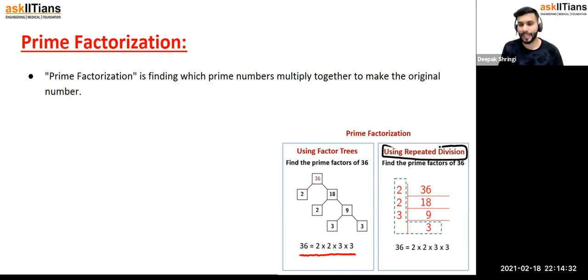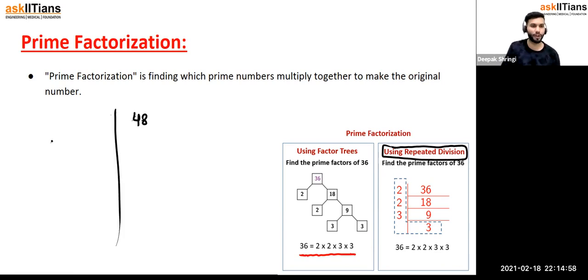So guys, this is the method that we use: the repeated division method. We divide the number by the least prime number by which it is divisible, and then we divide again and again, and at the end we get the prime factorization of the given number. For example, let's say I need to do the prime factorization of 48. First of all, what is the least prime factor of 48? It's 2, right? If I divide 48 by 2, what do I get?